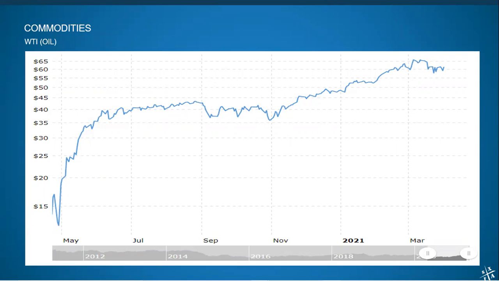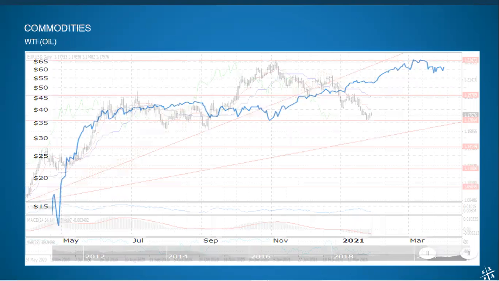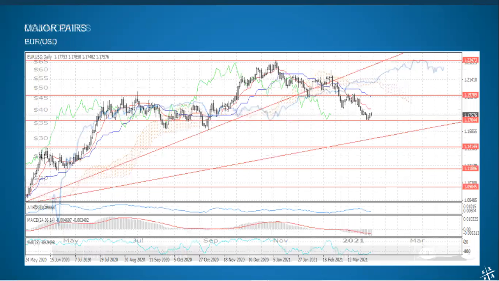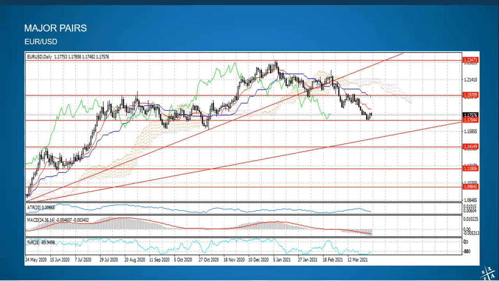The experts or talking heads seem to think that oil is still going to rise further. I happen to agree with them, but we'll see exactly what oil prices do in weeks to come. Major pairs, the euro dollar retreated from the previous high of about 123.5, now to 117.5. So quite a nice drop of about 600 pips.